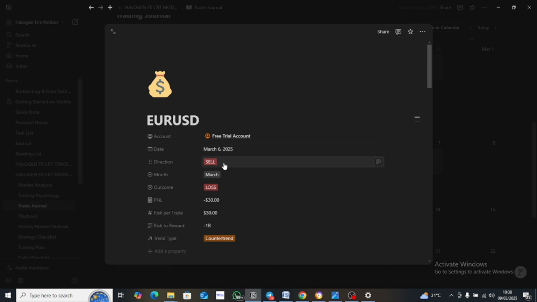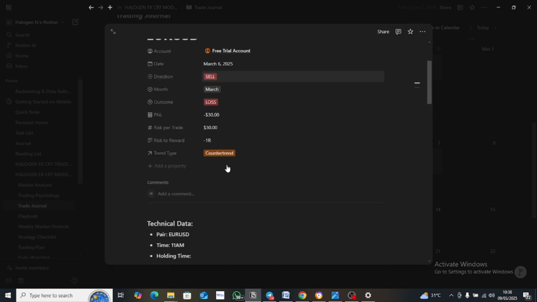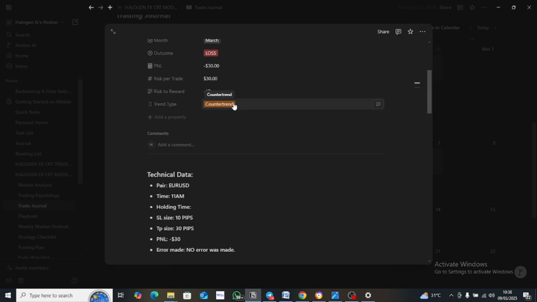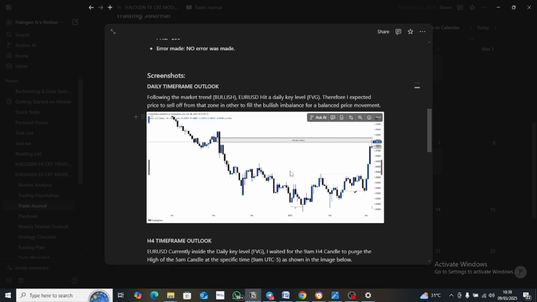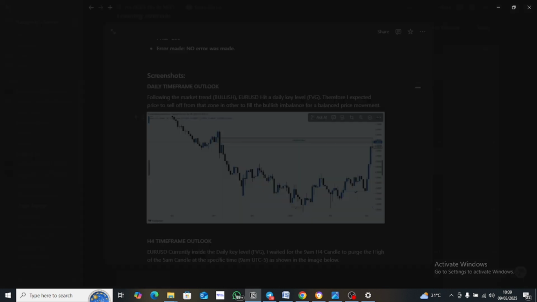So I was going for a shorting opportunity, which is a counter trend, but there's a reason why I went for a short opportunity. You can see it on my daily time frame here. I said following the market trend, which is bullish, EURUSD hit a daily key level, which is an FVG. Therefore, I expected price to sell off from that zone in order to fill the bullish imbalance for a balanced price movement. Now look at it.